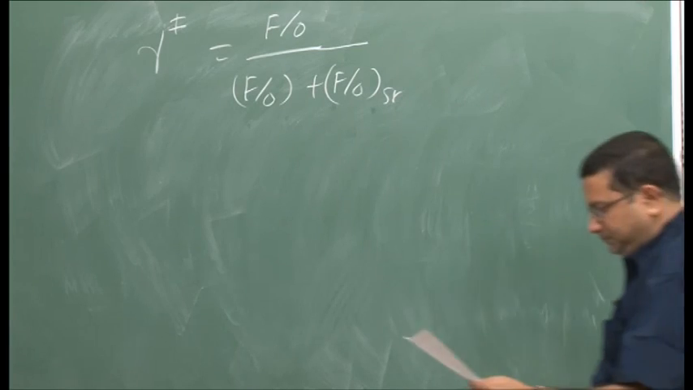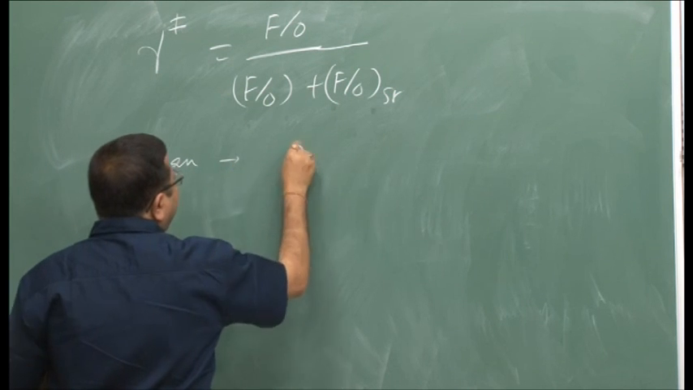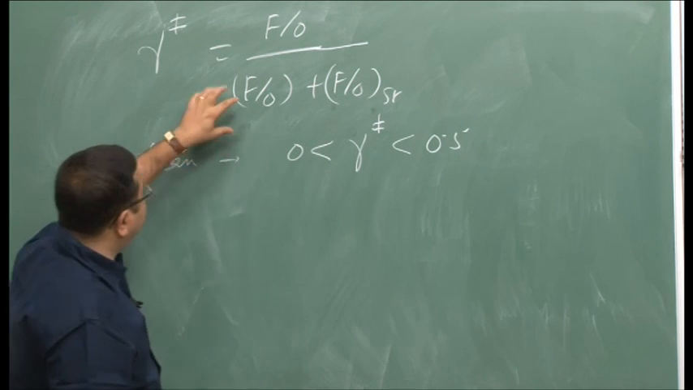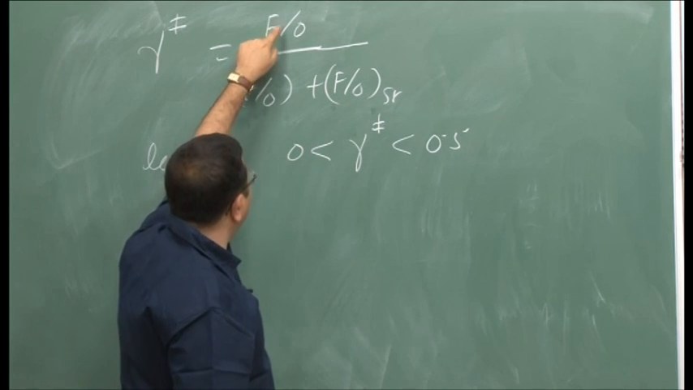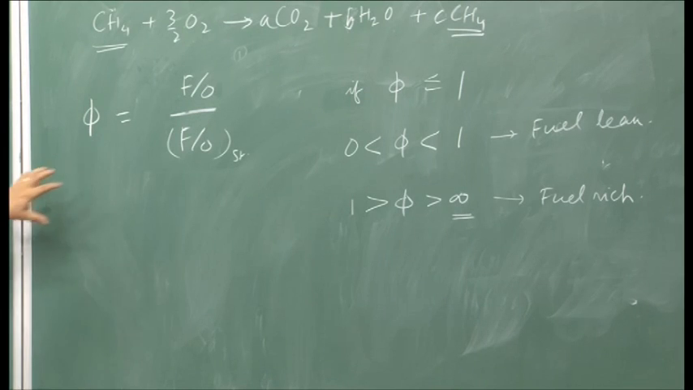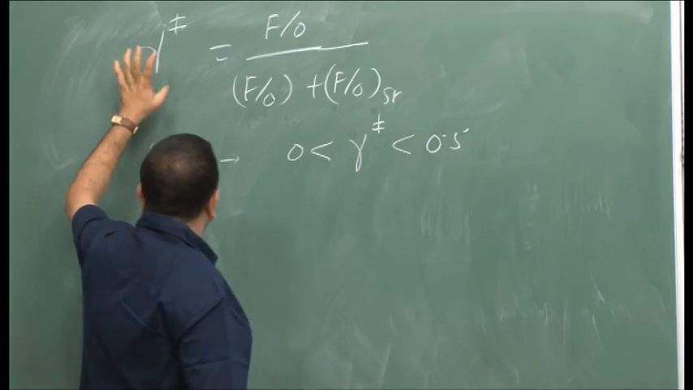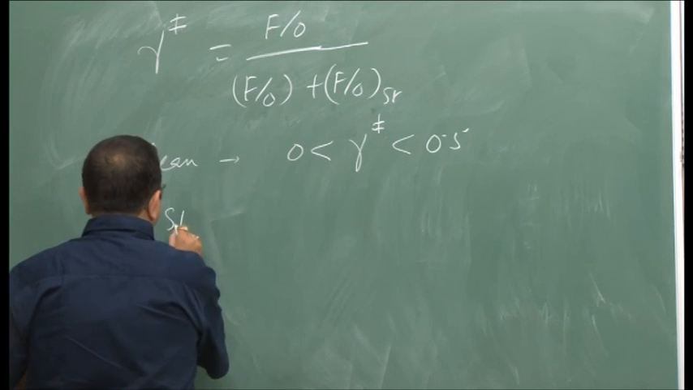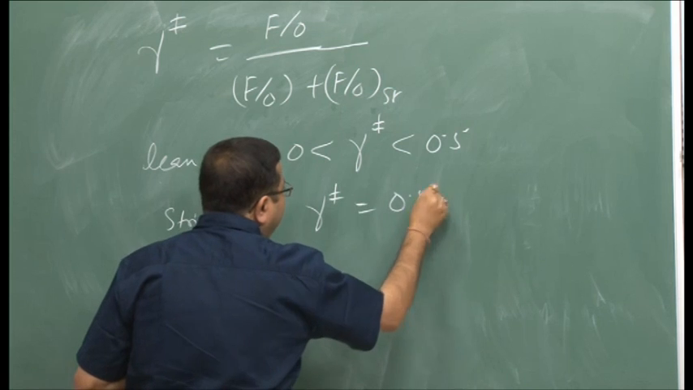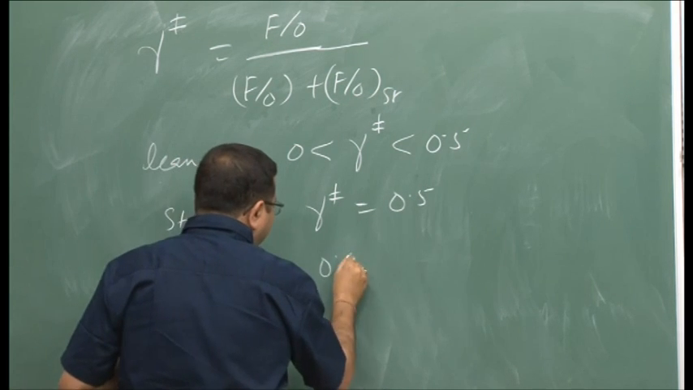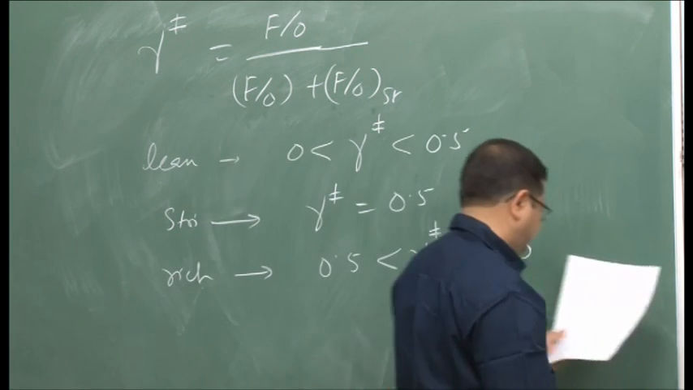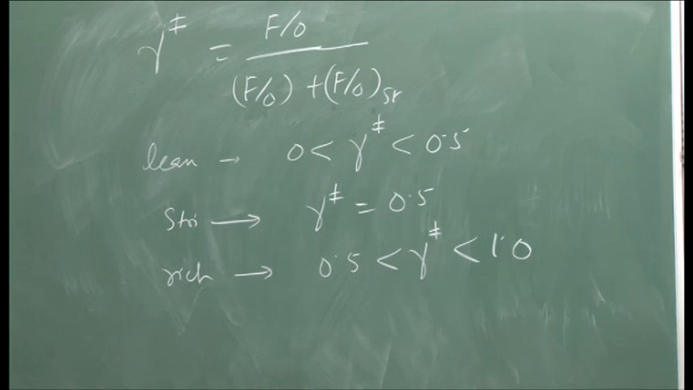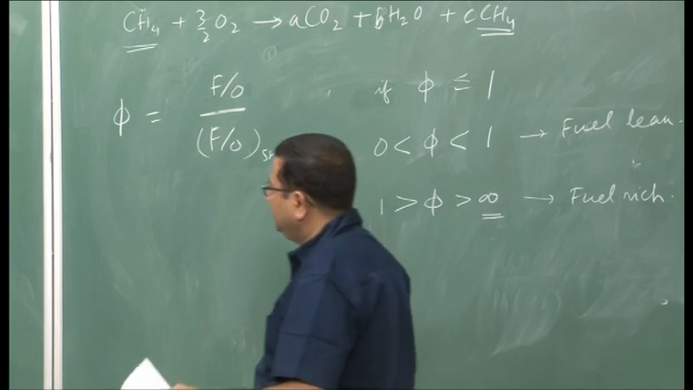Whereas, if I look at gamma hat, when we have lean mixtures, then gamma hat is bounded, because for stoichiometry this becomes F naught stoichiometry, so it is 1 by 2, right. So, now my stoichiometry condition, which was equivalence ratio 1, reflects in this parameter as half. So, this is the bounding value. For the rich side, on the other hand, it is bounded between 0 and 1, right. So, this is the advantage, it is bounded between 0 and 1. So, it is easier to handle numerically, okay.